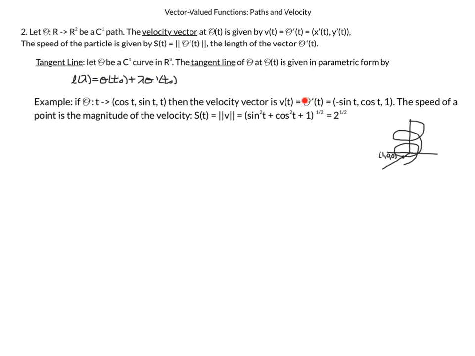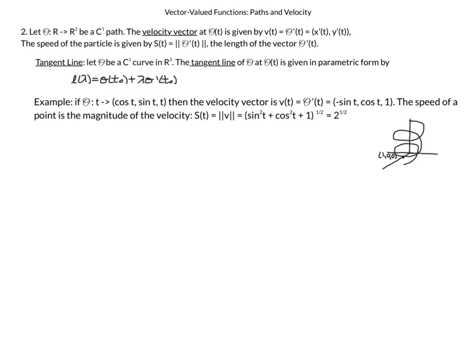So this is the velocity vector here. The speed, then, is the magnitude, which is simply the square root of sine squared plus cosine squared plus 1 squared, which is equal to the square root of 2. This path, by the way, is the one we had discussed before.